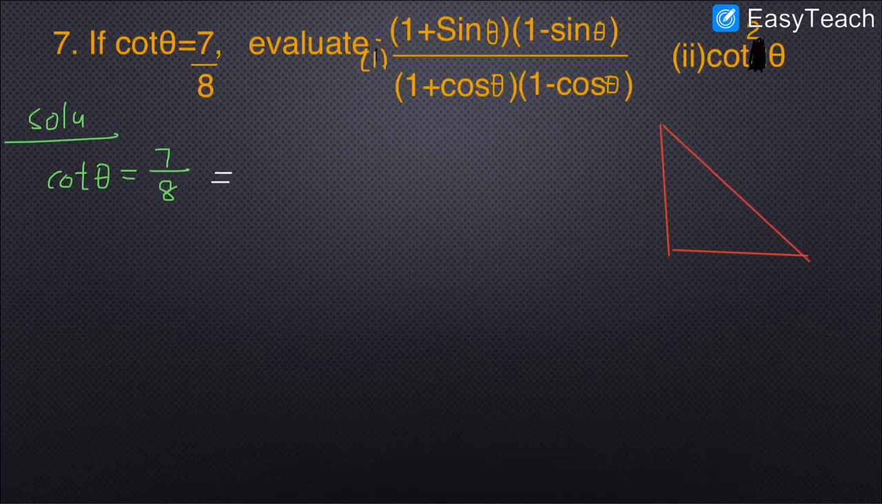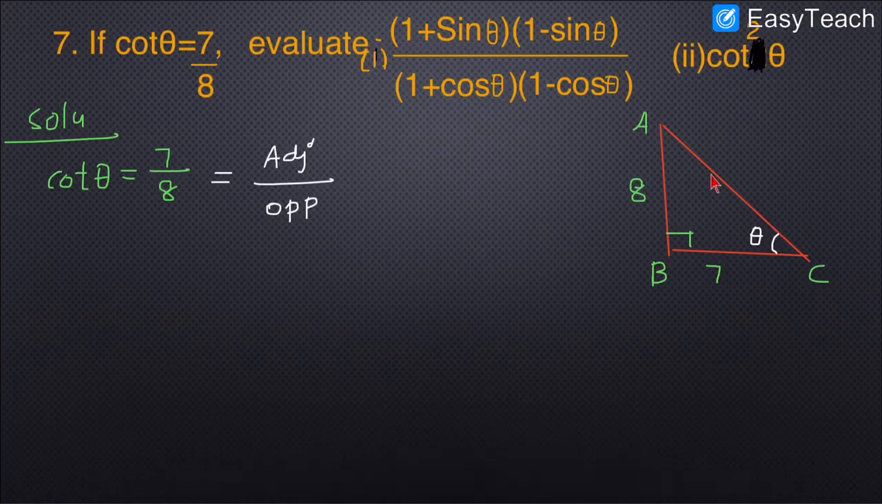So what are these two values? Cot theta, we know, is the reciprocal of tan theta. Tan theta is opposite by adjacent, so obviously cot theta is adjacent by opposite side. If I consider the theta here, the adjacent side must be 7 and the opposite side must be 8. I am going to name this triangle A, B, C.